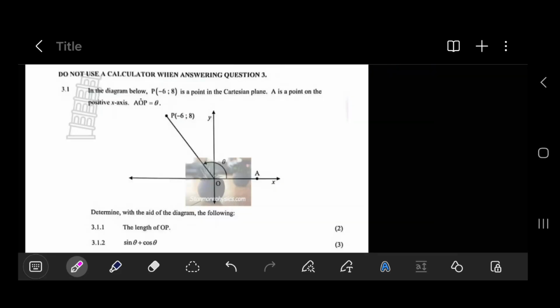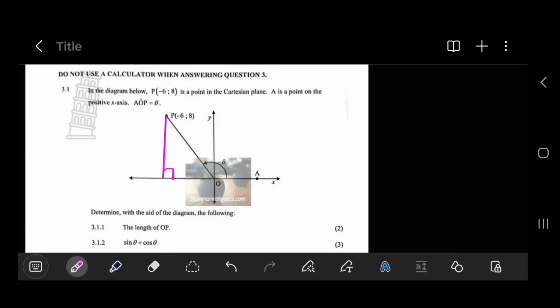Question 3 is based on trig. So it says, do not use a calculator when answering question 3. 3.1. In the diagram below, point P is (-6, 8). That is a point in the Cartesian plane. A is a point on the positive x-axis, where angle AOP is equal to theta. Determine with the aid of a diagram the following. Now, the diagram that they're talking about obviously is a triangle. We are in the second quadrant, so we know according to the butterfly diagram, this is what the orientation of the triangle is going to be. So that's what it should look like.